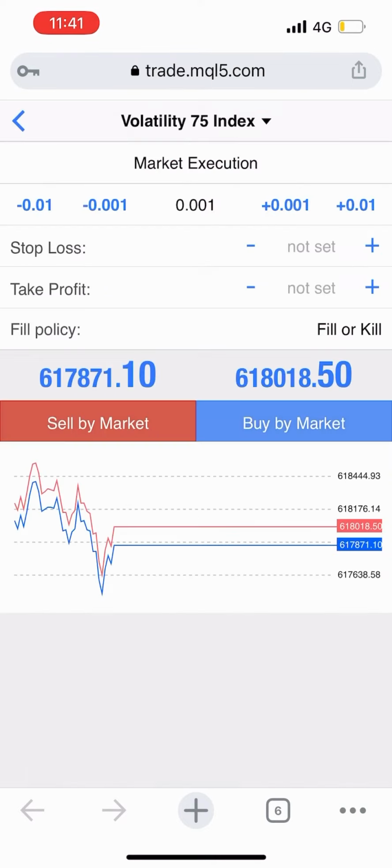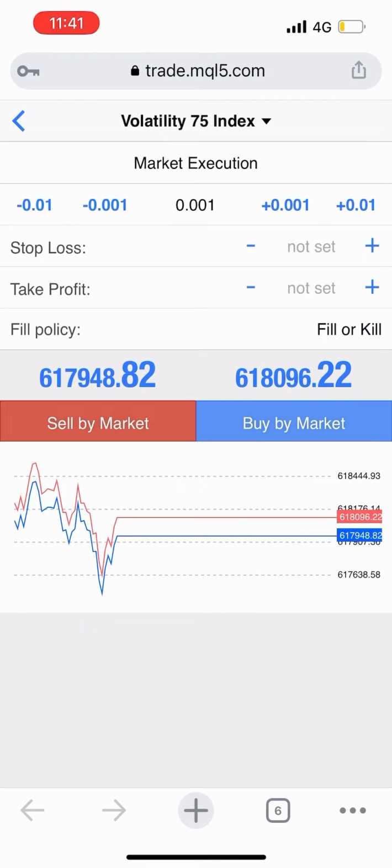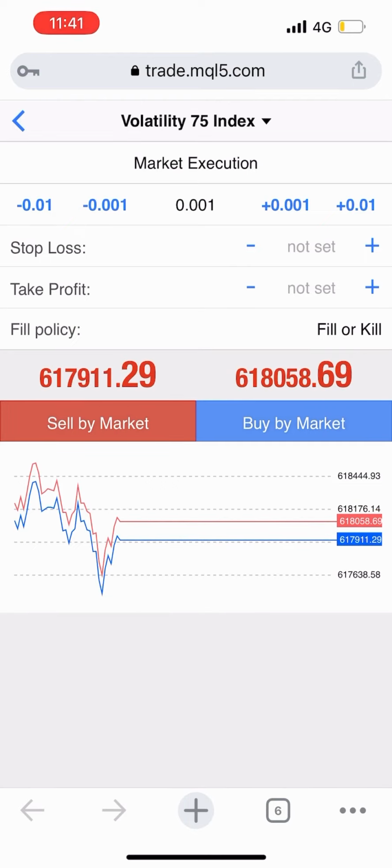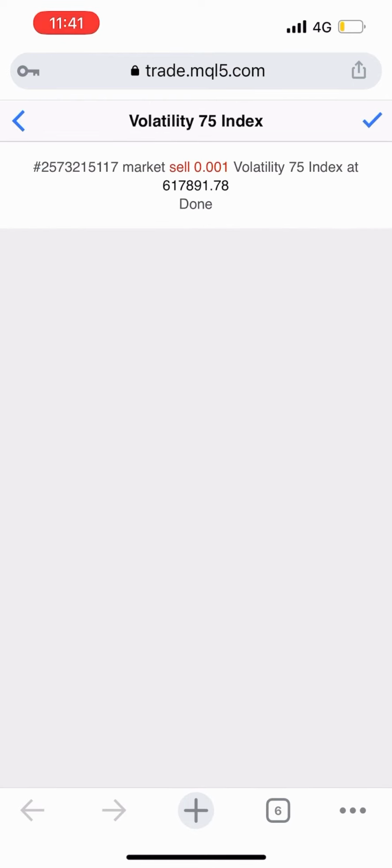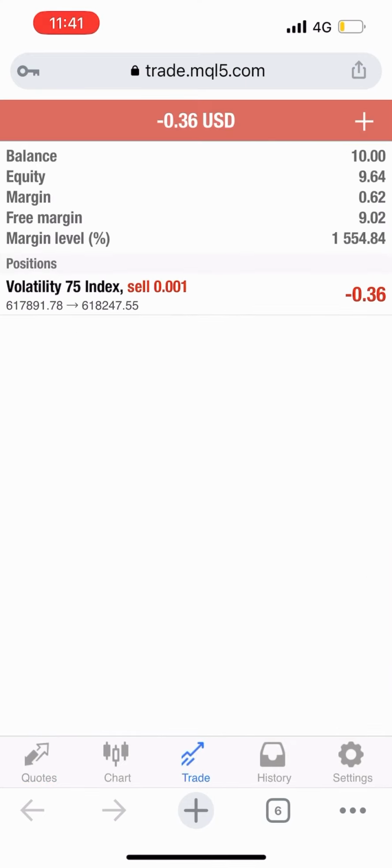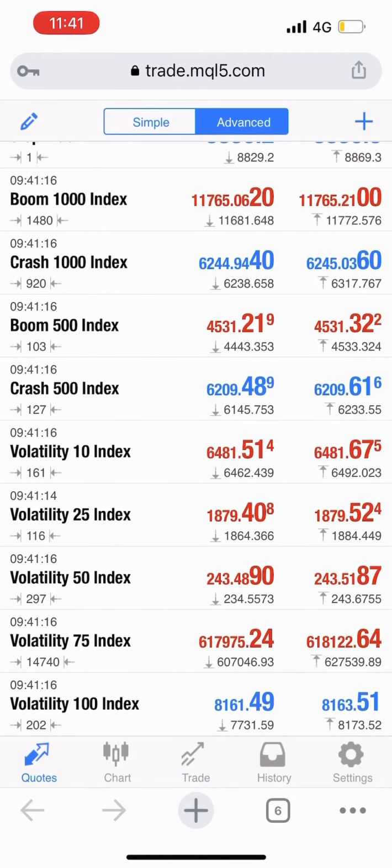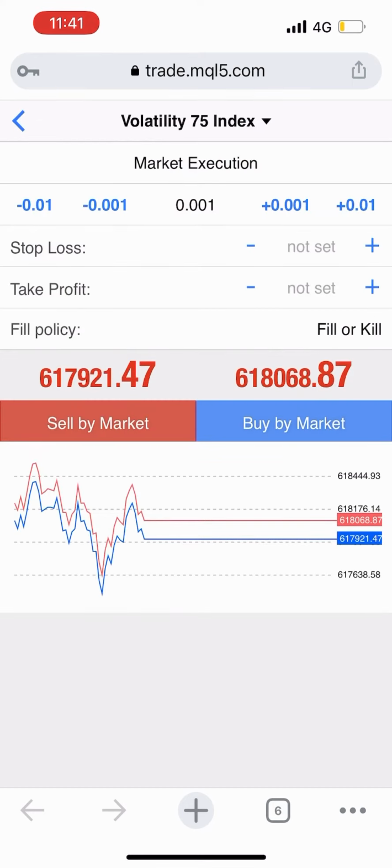Okay, so let's sell. Let's put our sell. Okay, and then we're going to wait for a few minutes and see. 0.062. The leverage is 1:1,000. Okay, let's go full margin.